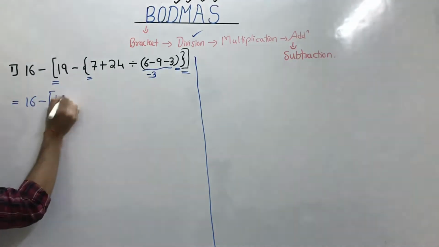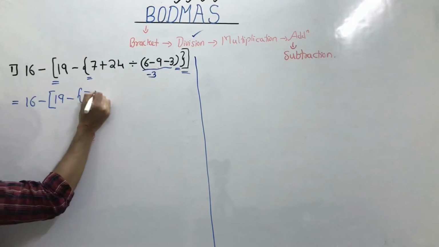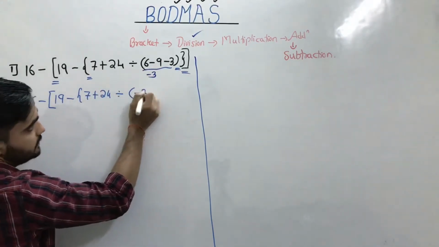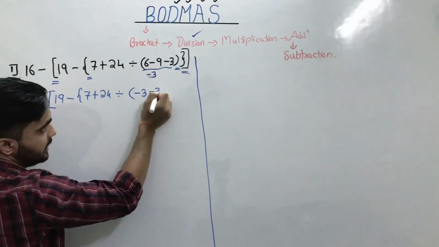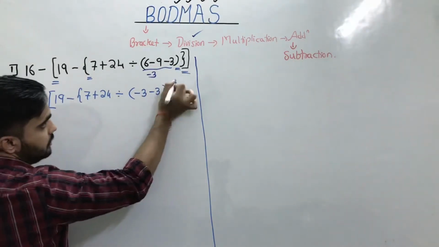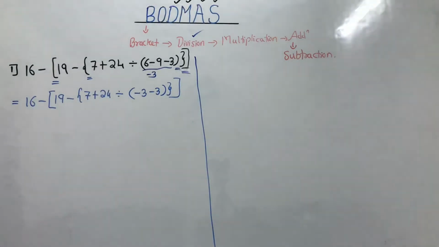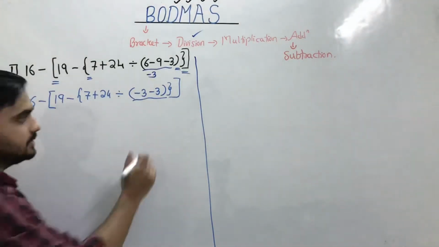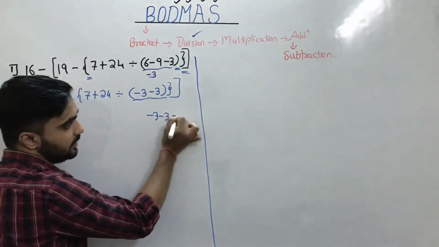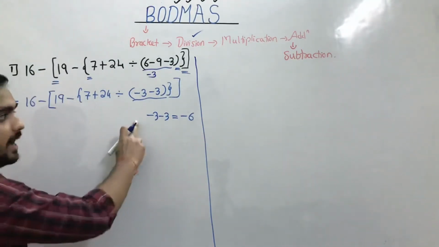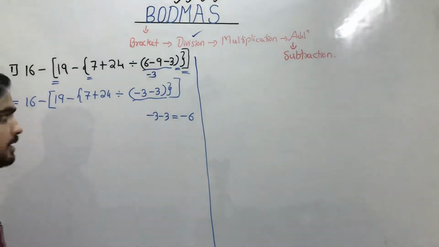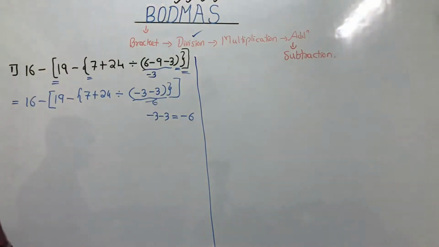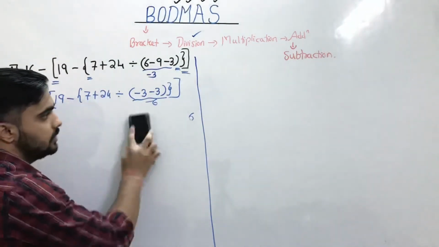I'll write it again, all the things. 16 minus 19 minus 7 plus 24 divided by, now this is minus 3 and this complete minus 3 as it is. So the remaining things you have to keep as it is. Now I'll solve this bracket. So minus 3 minus 3 is nothing but minus 6. Minus minus gets added and the sign remains minus. So here I have minus 6.